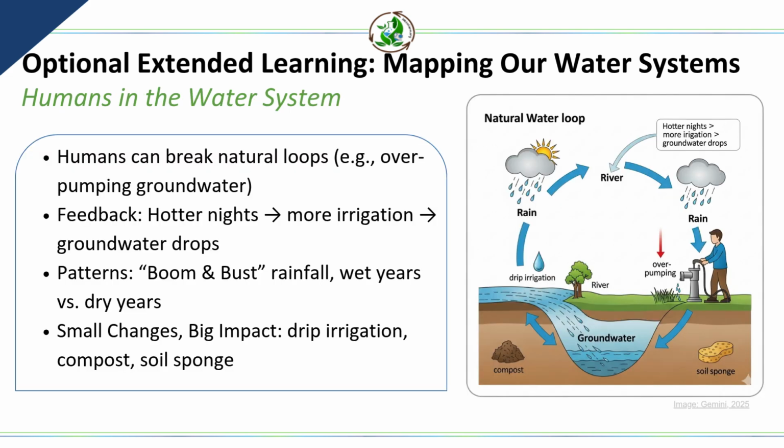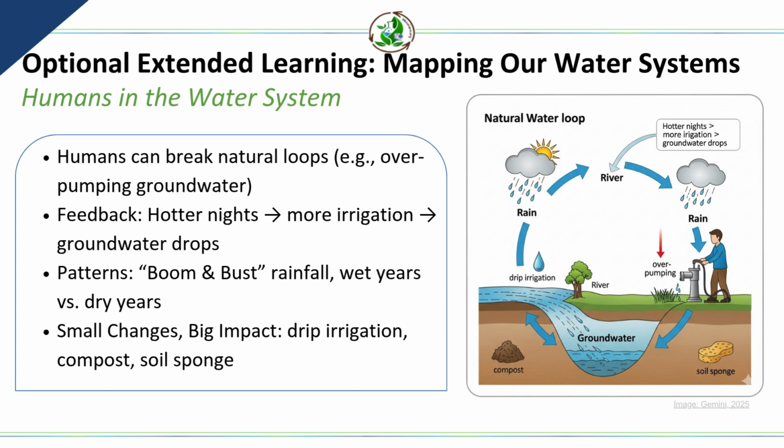Now let's focus on humans in the water system. People can break natural loops. For example, overpumping groundwater can lower water levels over time. Sometimes this creates feedback loops. Hotter nights lead to more irrigation, which then lowers groundwater even further. Water patterns are also uneven, with boom and bust years.